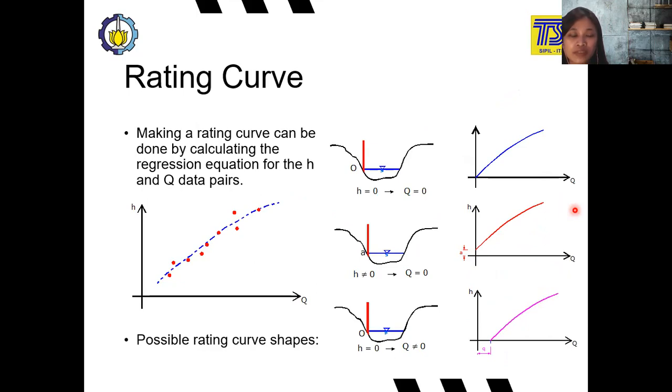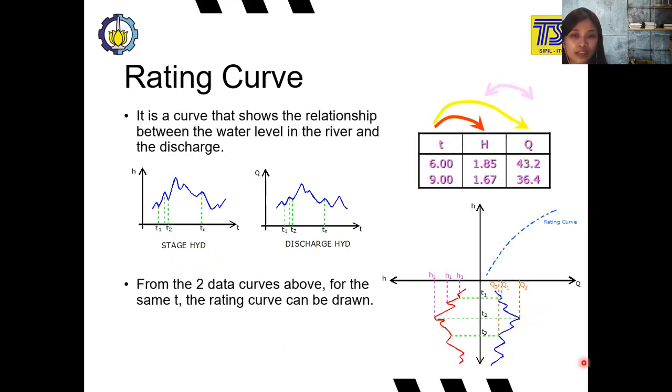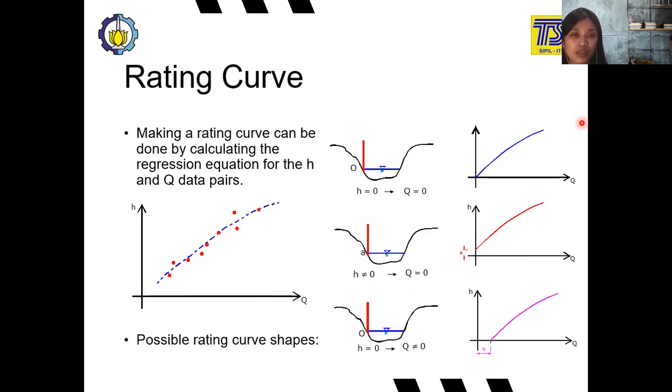A rating curve can be made by calculating the regression equation for the H and Q data pairs. For example, here we have Q and H data which is not so smooth, like you see the red dots here. We cannot make a rating curve by only connecting these dots, because the rating curve should be smooth like this. So we need to calculate the regression equation for the H and Q data pairs.